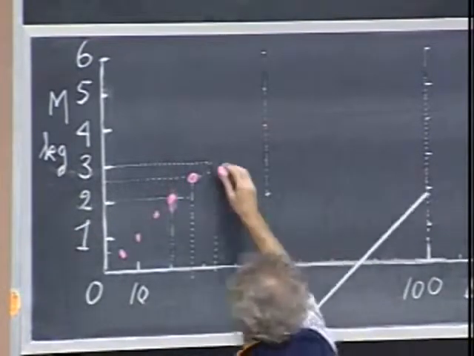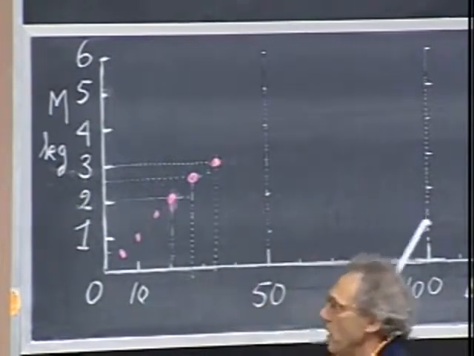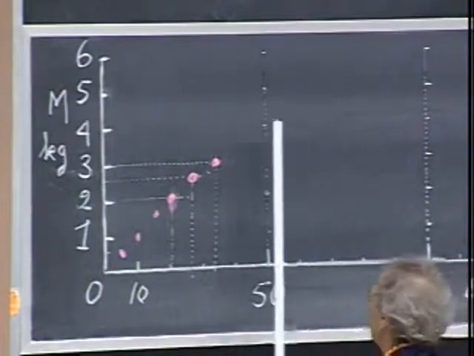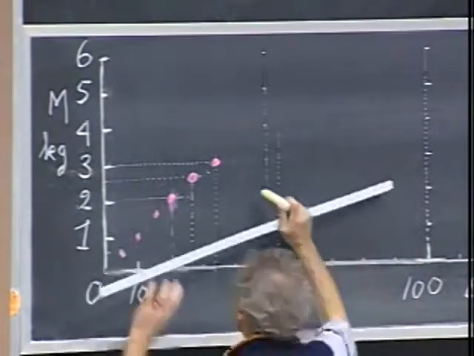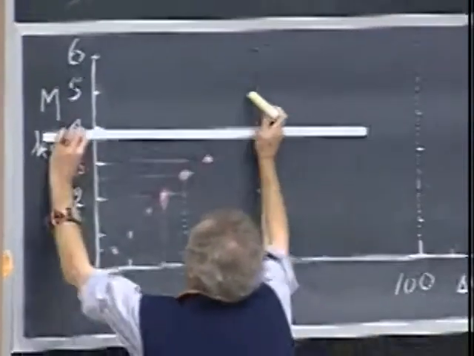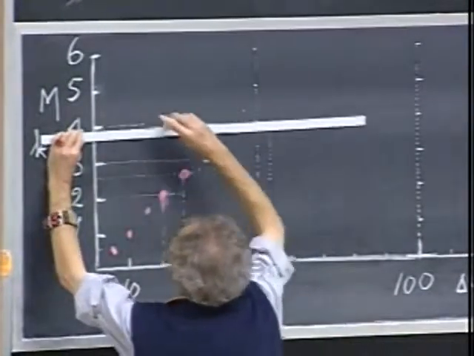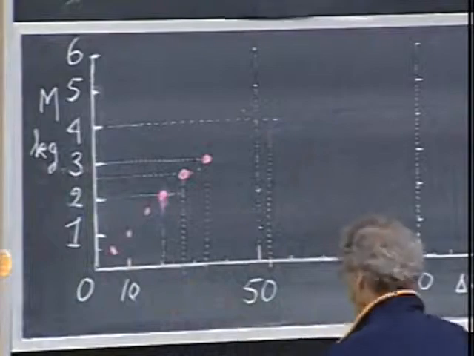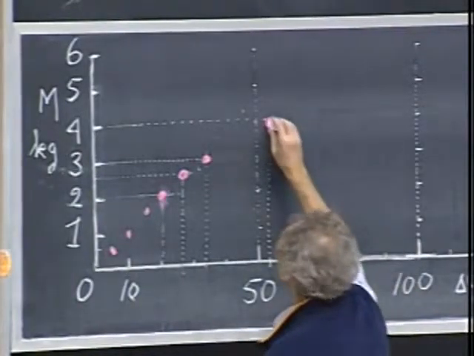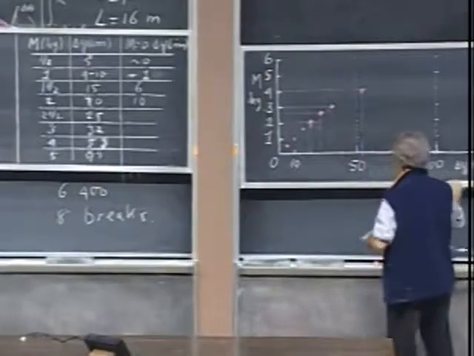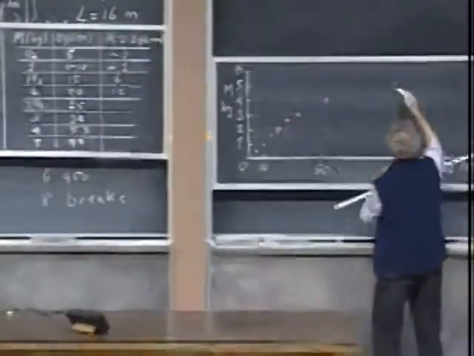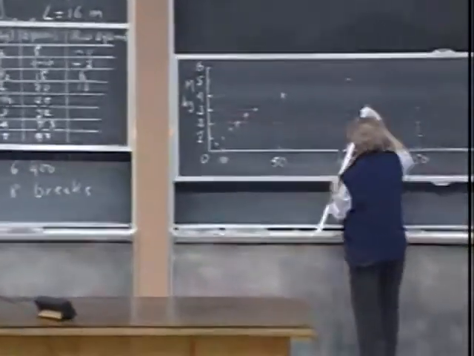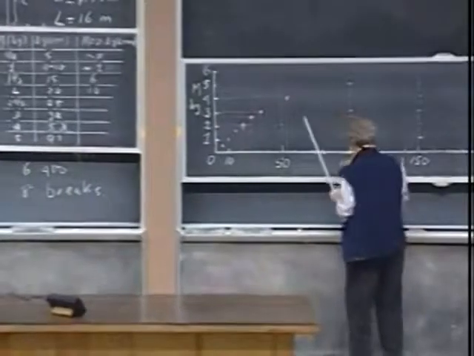Looks like it's beginning to bend over. At 4, we have 53. No question. Oh, yeah. And then at 5, we have 97. Here is 5. 97. That's here.